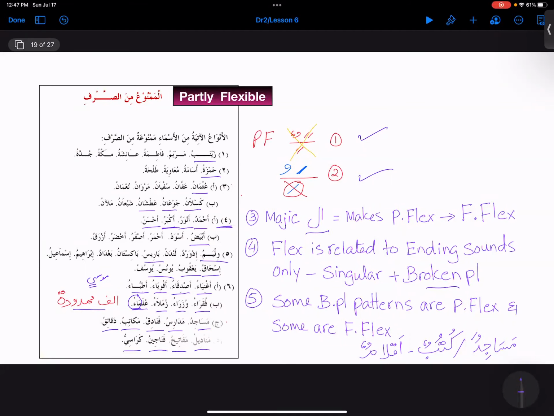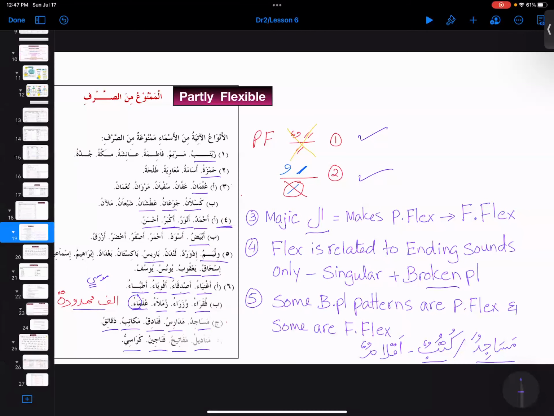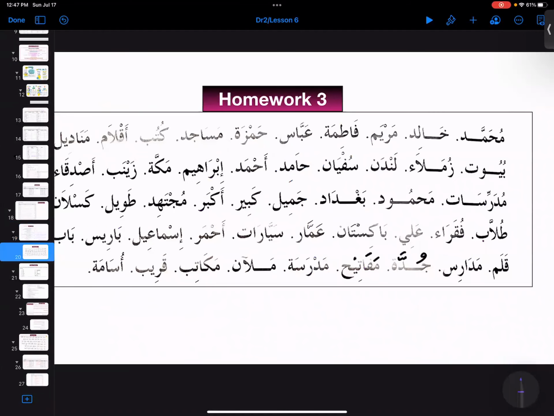For example, we say kitabun. We never say kitabu. Kitabun or kalamun. When we make it plural, aklamun. So it is taking tanween. That means even though it is a broken plural, it is fully flexible. But masajidu, we saw this example already. This goes in the category of non-flexible. I know this flexibility is kind of tricky, but inshallah, when you listen to the recording again, it will make sense, believe me.